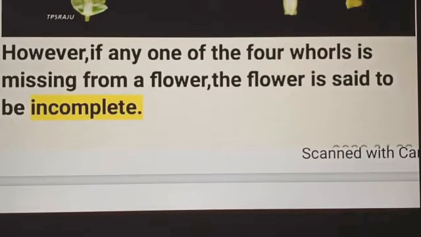And the last one: as you know, if all the whorls, all four whorls, are present, those flowers are known as complete flowers, and if any one of the whorls is missing from a flower, the flower is said to be an incomplete flower.